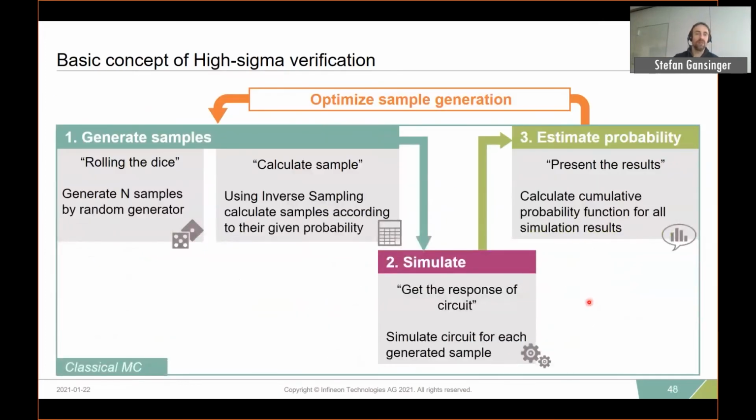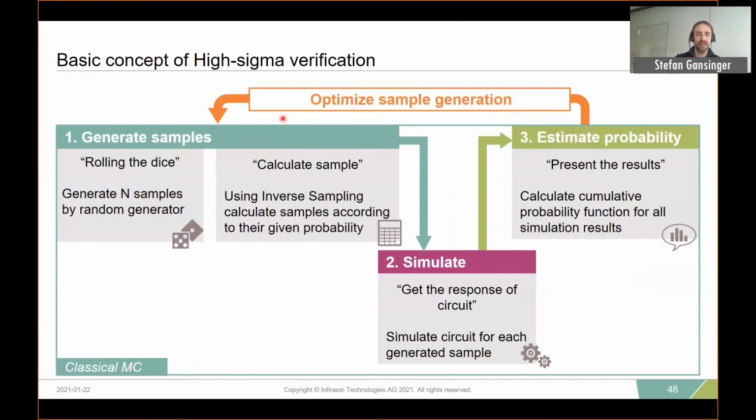So what is the basic concept for high sigma verification? It's still very similar to the classical Monte Carlo. So you see this in the box. This is the Monte Carlo approach, which I showed before. The difference is we optimize the sample generation. So what we're going to do is we generate some samples, do only some simulations, and depending on the outcome of the simulation, we are modifying the sample generation.